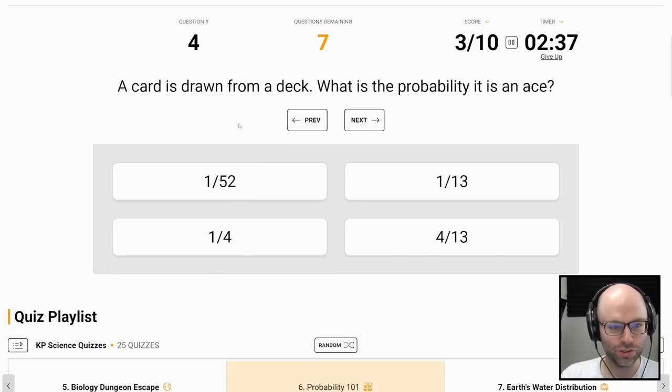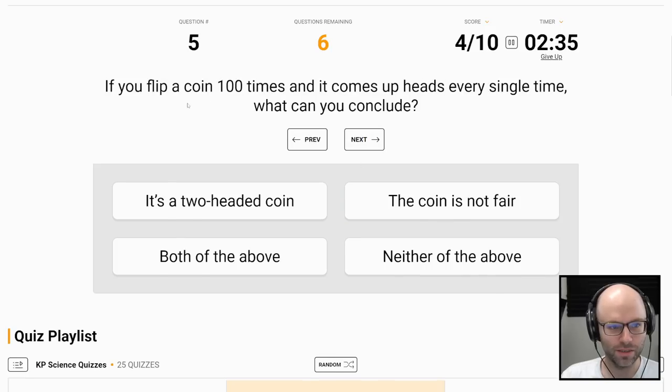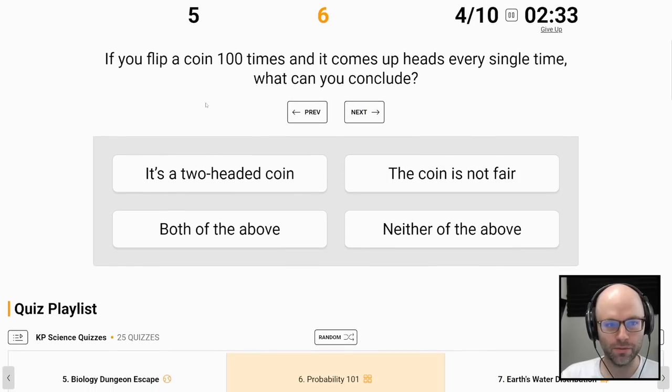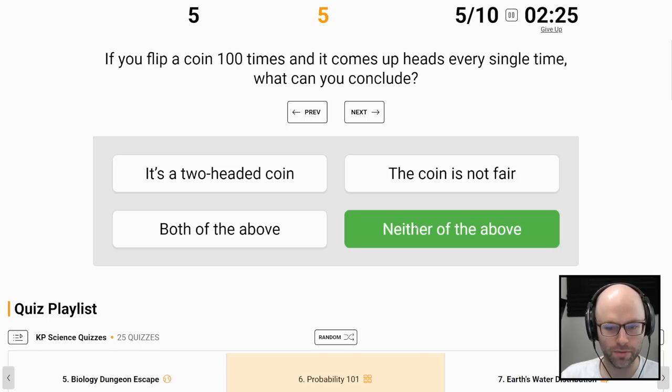What are the probabilities your card is an ace? 1 in 13. If you flip a coin 100 times and it comes up heads, what can you conclude? You can conclude neither of the above. It could just be a statistical anomaly.